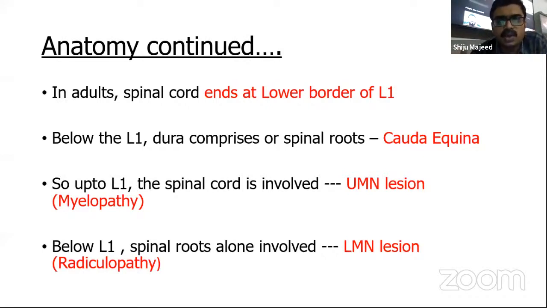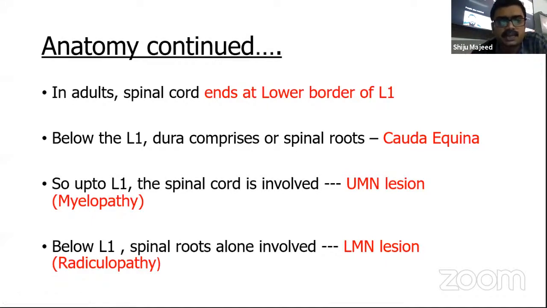So till L1 there is spinal cord, and the spinal cord comprises the white matter and the gray matter. But below L1, inside the dura, there is no cord as such. It comprises mainly the spinal roots, and these roots are known as the cauda equina, or the horse's tail.